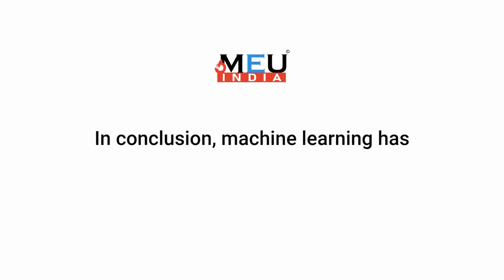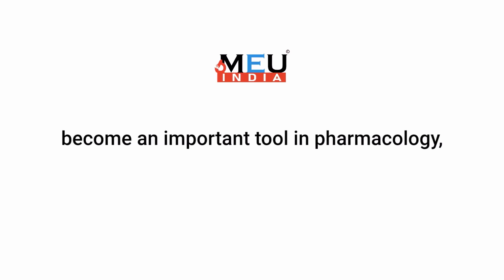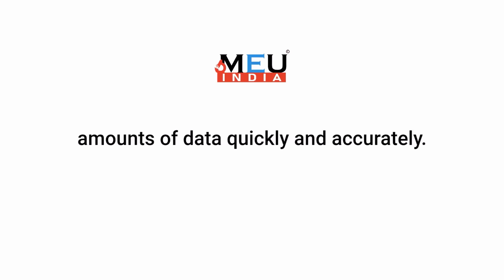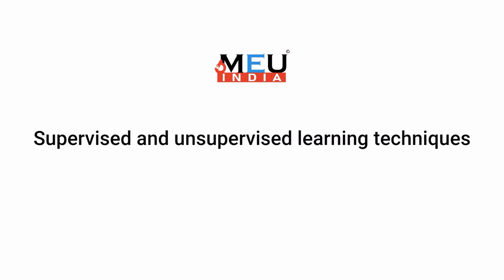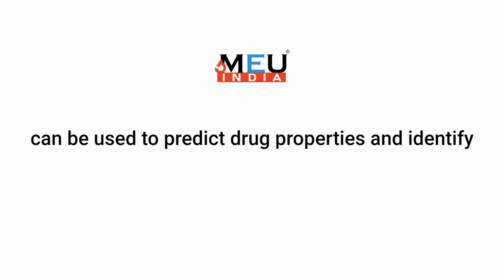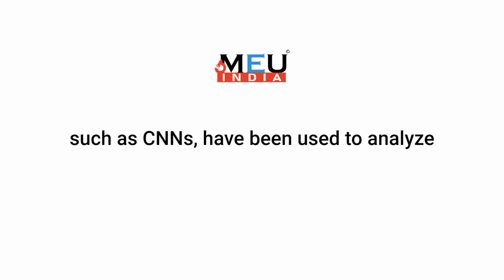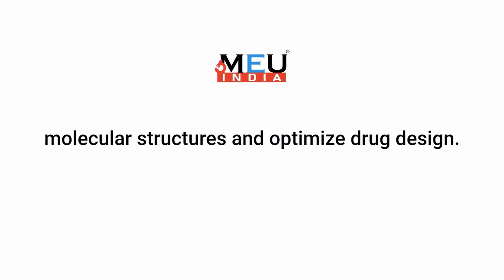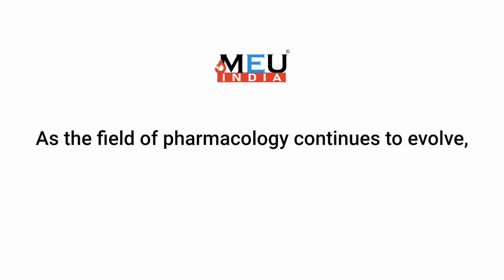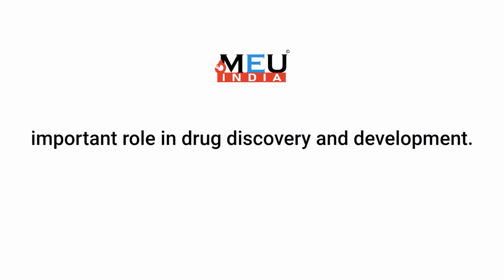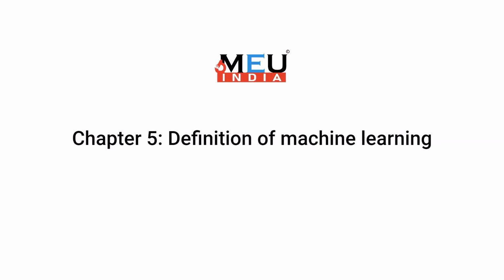In conclusion, machine learning has become an important tool in pharmacology, enabling researchers to analyze large amounts of data quickly and accurately. Supervised and unsupervised learning techniques can be used to predict drug properties and identify new drug targets, while deep learning techniques, such as CNNs, have been used to analyze molecular structures and optimize drug design. As the field of pharmacology continues to evolve, machine learning will likely play an increasingly important role in drug discovery and development.